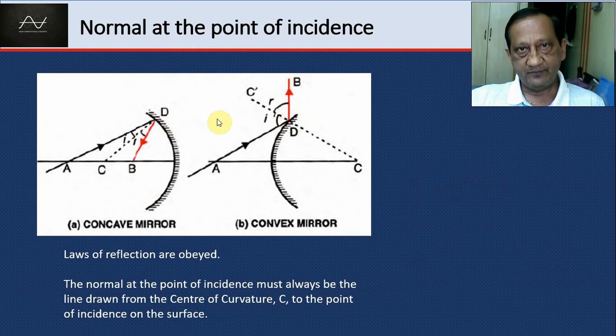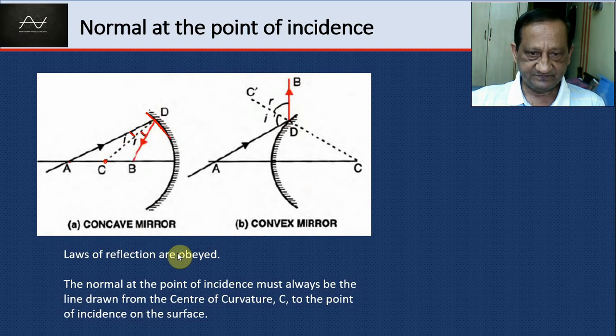What is a normal at the point of incidence? Well, this is a sphere. So if you draw a line from the center of the sphere, it will always be perpendicular to this surface. This is actually a tangent, and we know the property of a circle. The radius is always perpendicular to the tangent. So this dotted line here is the normal at the point of incidence. So if a ray of light starts from A and hits this point D, it will come along this red direction with angle of incidence being equal to the angle of reflection.